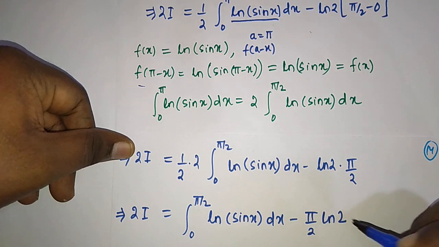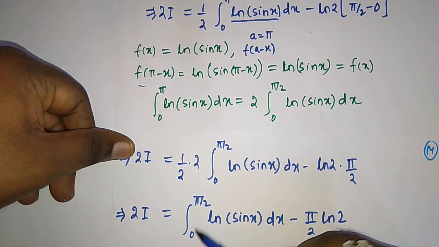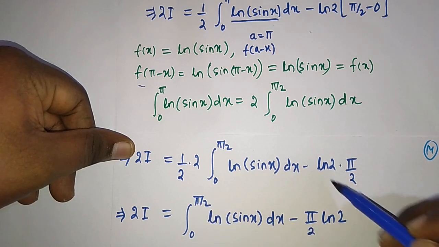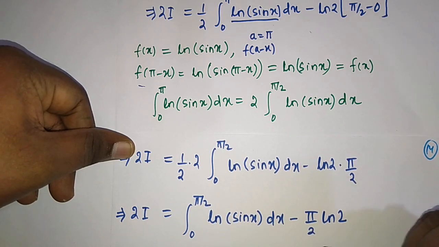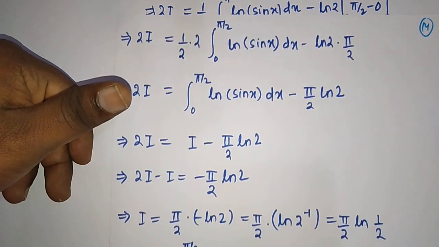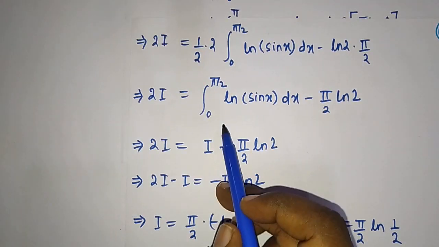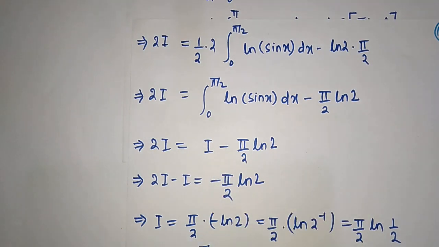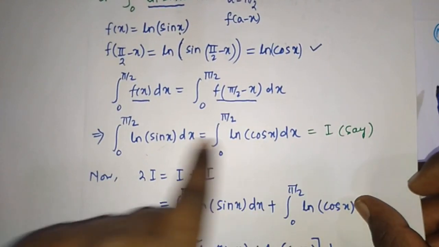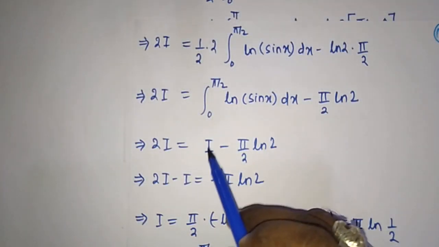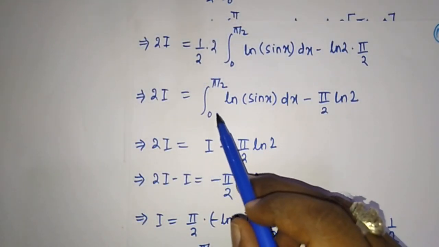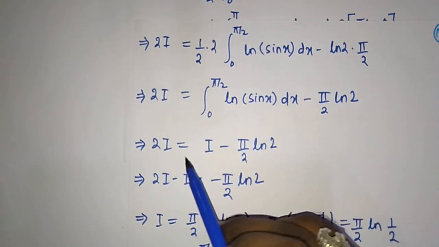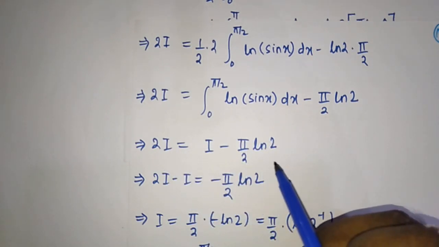So 2I is equal to integration of ln sin x from 0 to pi by 2 minus, see here ln 2 into pi by 2 is there, I have written pi by 2 into ln 2. Okay, and we have taken this integration as I. So put I in place of this integration. So 2I equal to I minus pi by 2 ln 2.